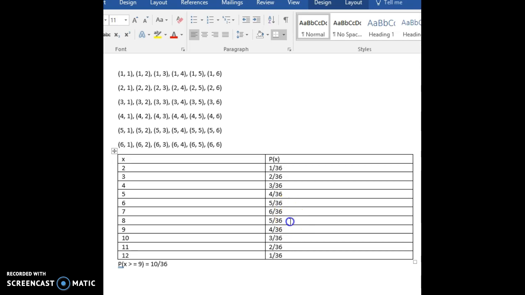And then the 8 is 5, so that's going to be 14 out of 36. And the 10 is 3 out of 36, so that'll be 17 out of 36. And then lastly, the 12, 18 out of 36. So the probability that x is even is going to be 18 out of 36, or half of them, which makes perfect sense.